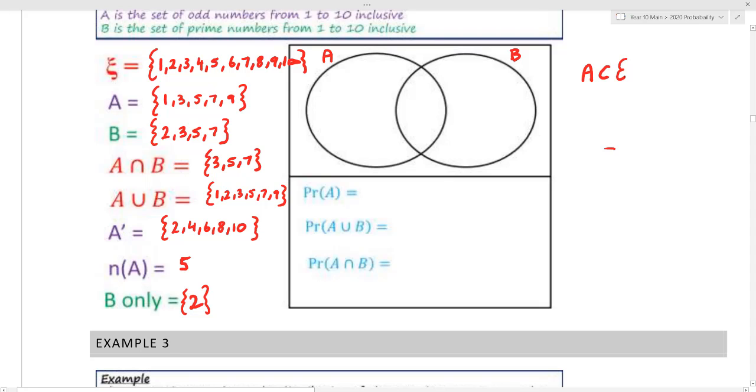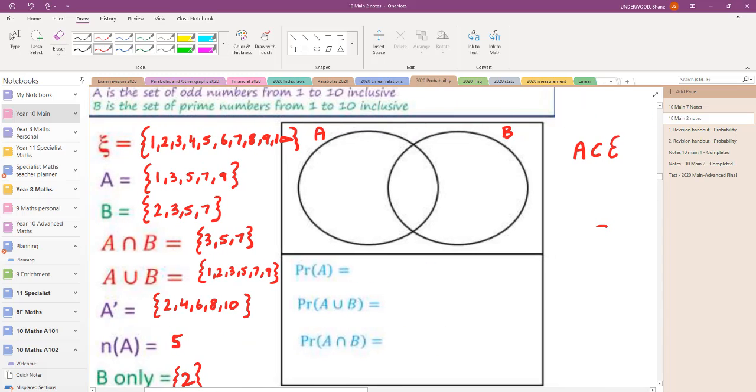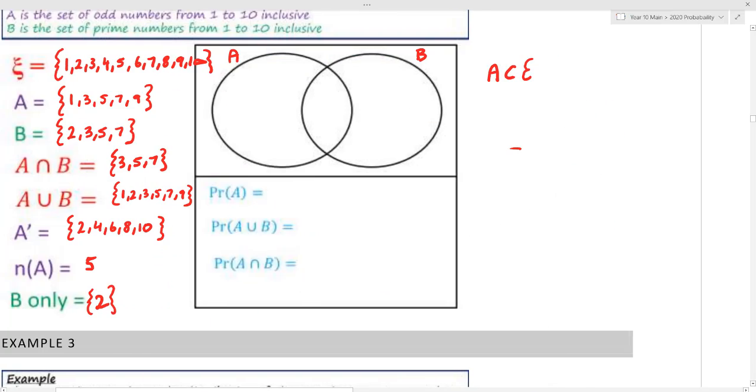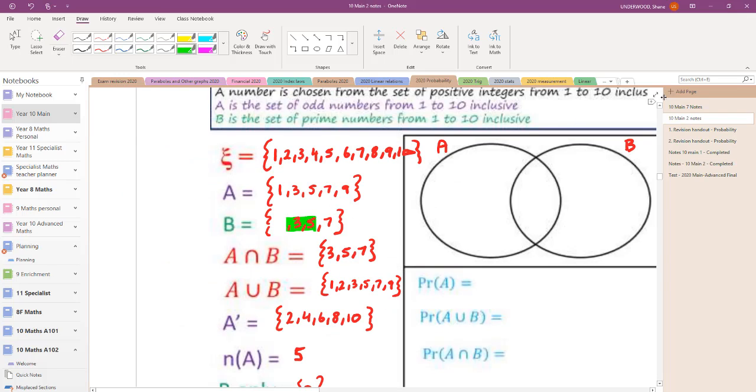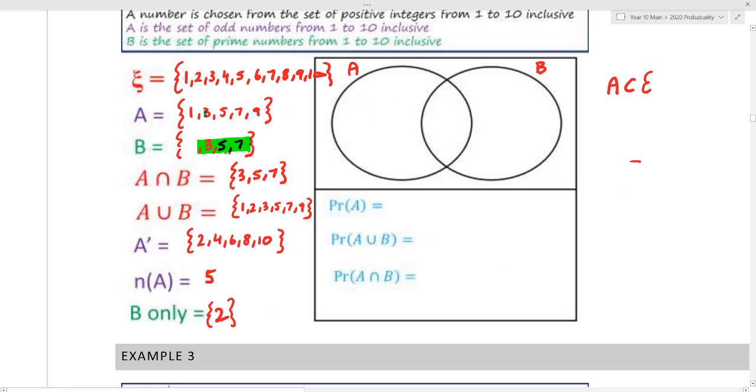B, to some degree, is also a subset of everything. Now, we've also worked out what is A and B. Well, what do they share in common? If I list the elements of A and B, as you can see, sorry, my bad, they share 3, 5, and 7. Okay, so let's rub that out. They share 3, 5, and 7. So 3, 5, and 7 is A and B.